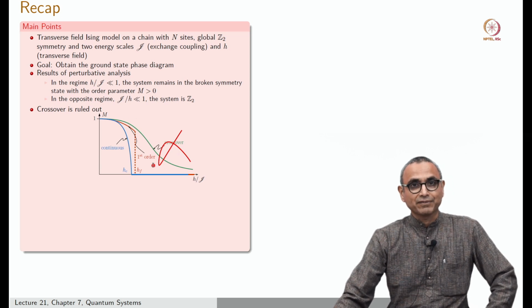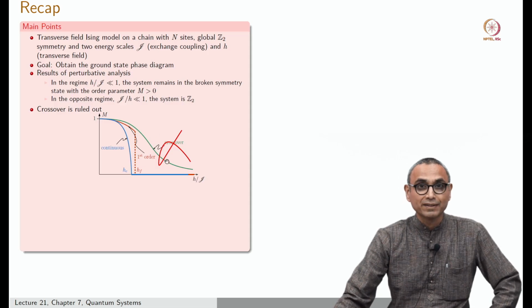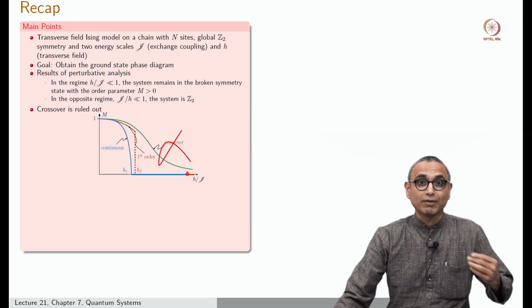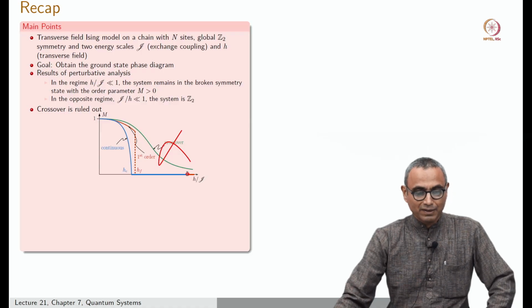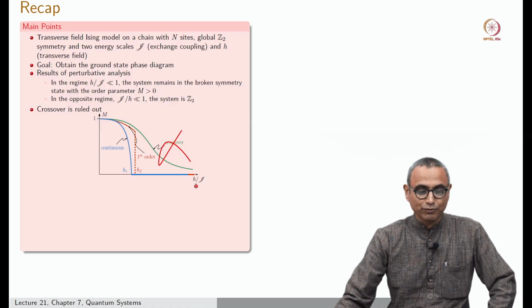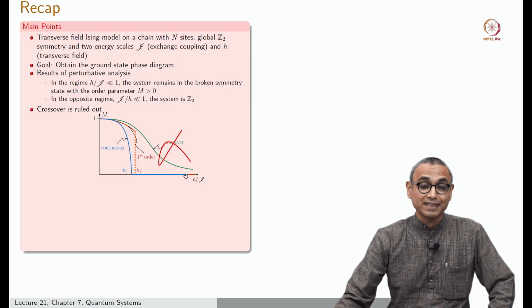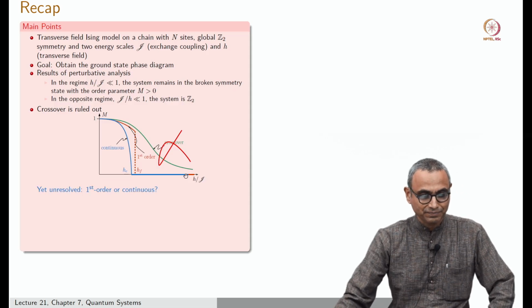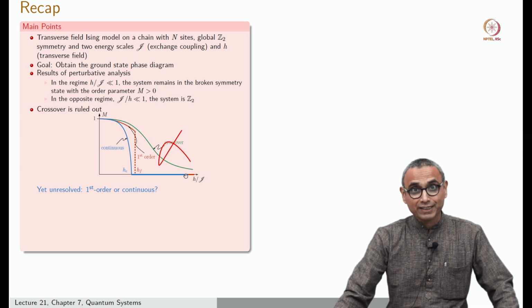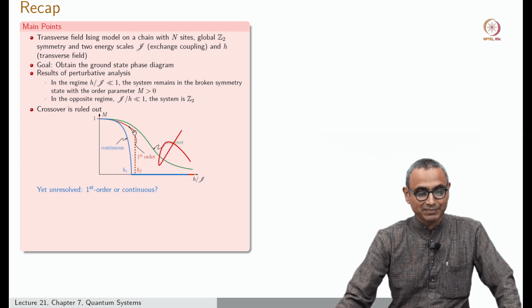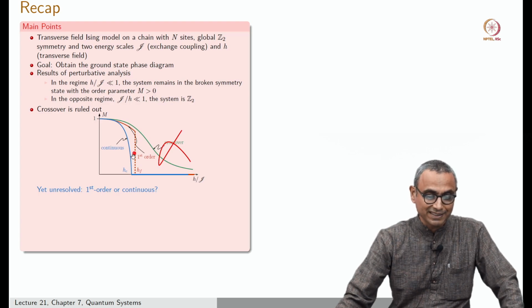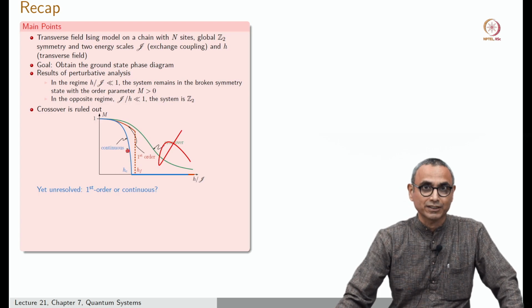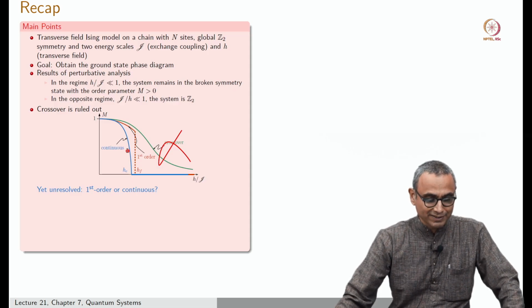Based on our perturbative calculations, we were able to rule out the possibility of crossover, because we found that even for a small value of j, however small, namely a very large value of h by j, which is not infinity, which is a finite number, the magnetization is 0, and therefore the system is in a Z2 symmetric state. What we have not resolved yet is which of these possibilities is the correct answer. Is it going to be a first order transition, or is it going to be a continuous transition? This is something we have not resolved.